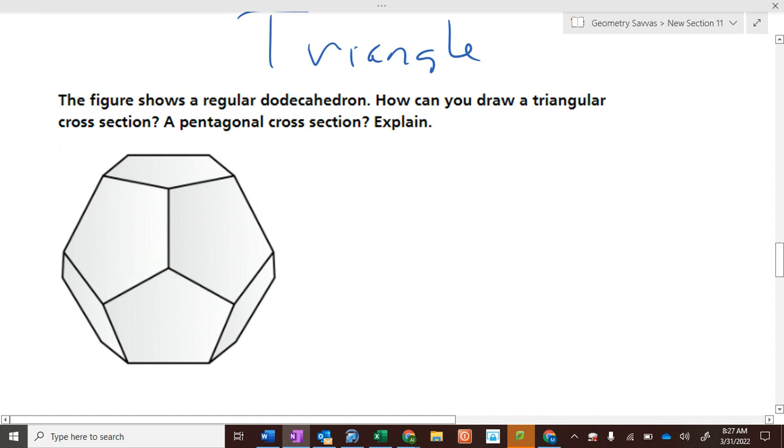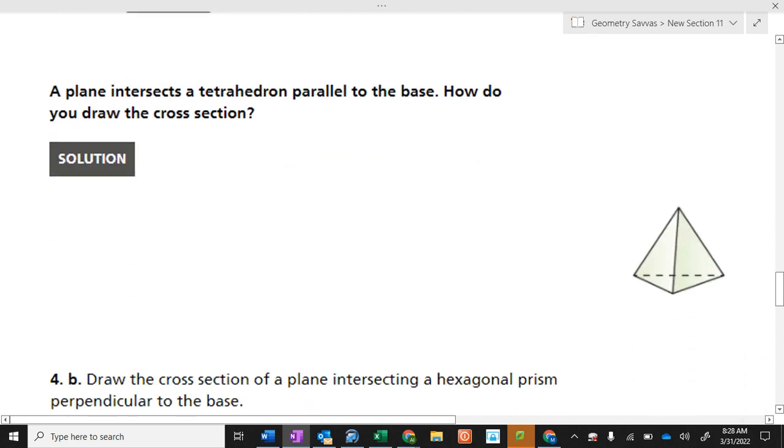How could you make a pentagonal cross section? Where would you cut? I would cut the top off. If you cut the top off, it'll make a pentagon, right? Okay.